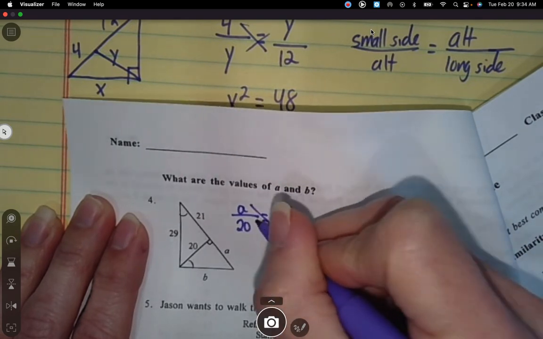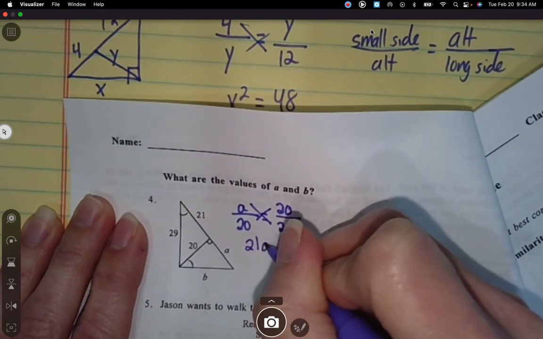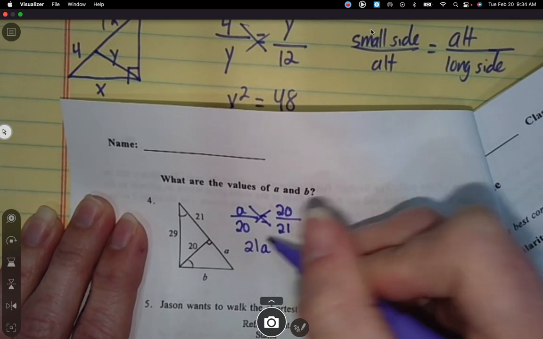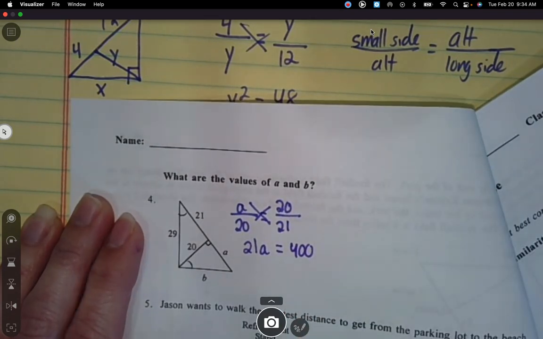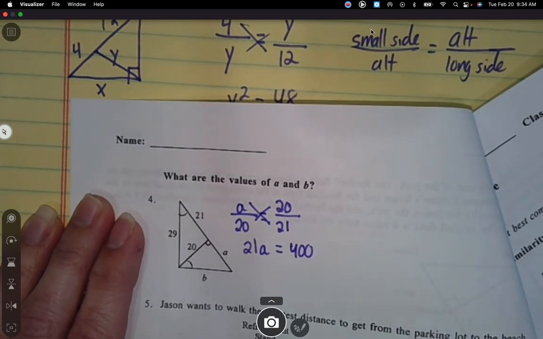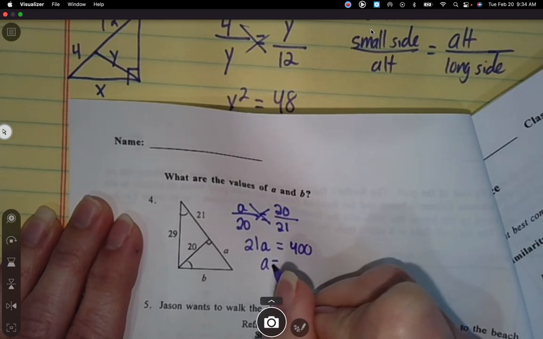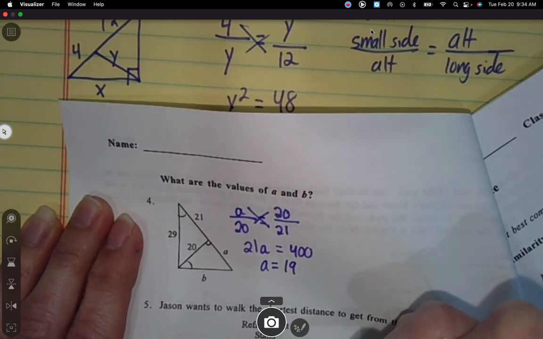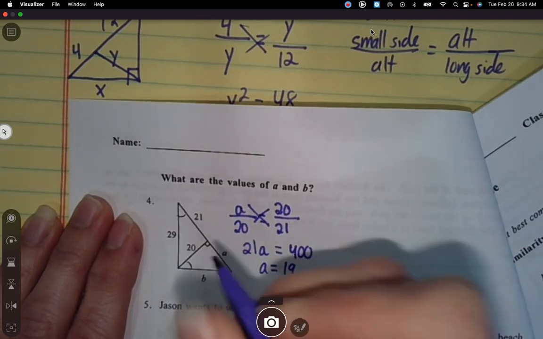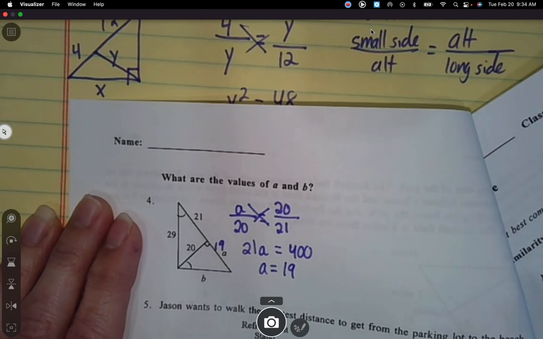Now I'm going to cross multiply and find A. So I would get 21A equals, what's 20 times 20? 400. And then what's 400 divided by 21? 19.05. Really? Well, 19.047. So round it down, we'll just do 19. How does that sound? So A is 19. Is everybody good with that? So I'm going to put 19 right here.